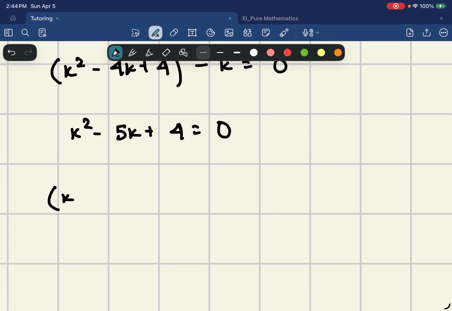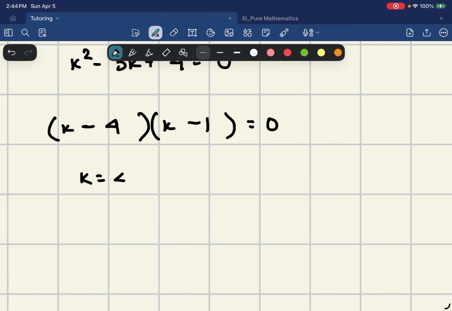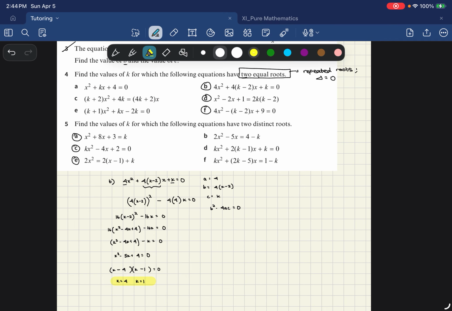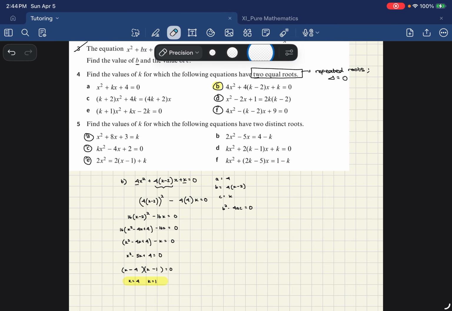and this is a quadratic equation, so you know how to solve this. I'll solve it by factorizing. So I think k minus 4, k minus 1 are the factors. So k is equal to 4 and k is equal to 1. For part B, k is 4 or k is equal to 1. Those values of k will give you a quadratic equation that has 2 equal roots or 1 repeated root.